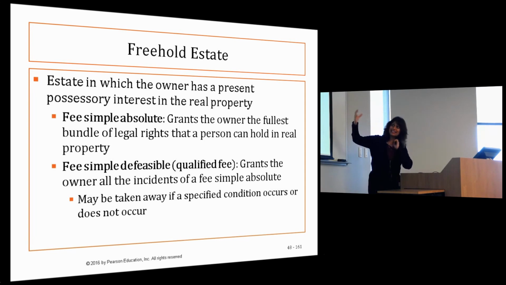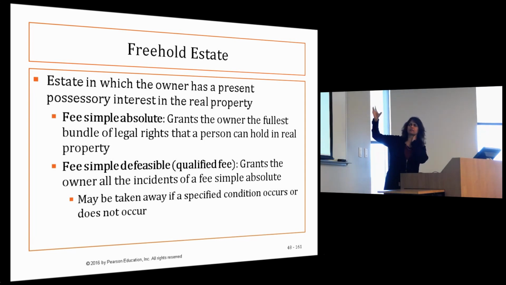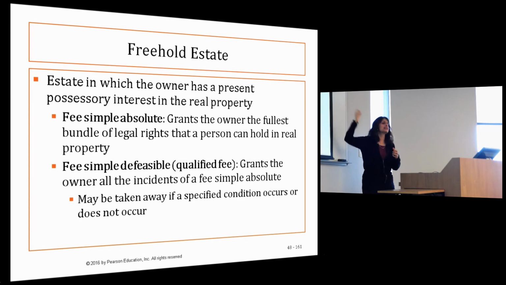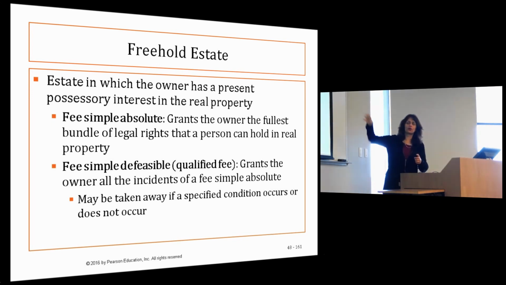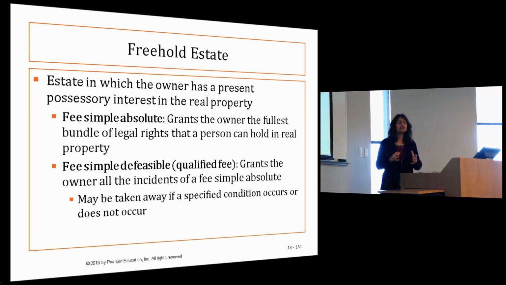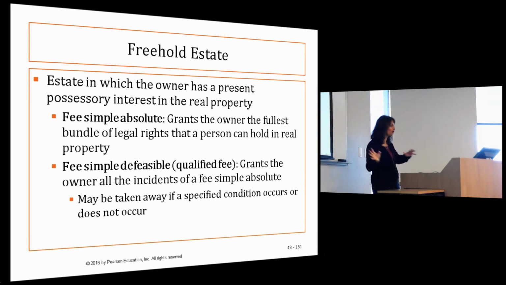So the estate in which the owner has a present possessory interest in real property. What it really boils down to is, as an owner of real property, what kind of estate do you have? The first one is the highest ownership interest, and this is called fee simple absolute. Again, this is not my terminology. This terminology is something we've all suffered with in learning this area. What is fee simple absolute?